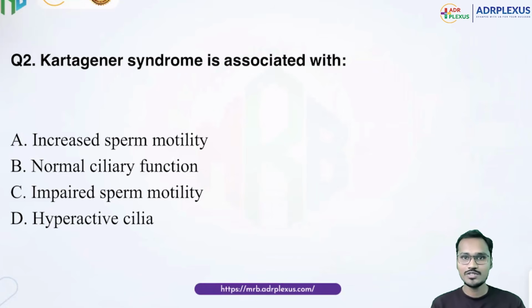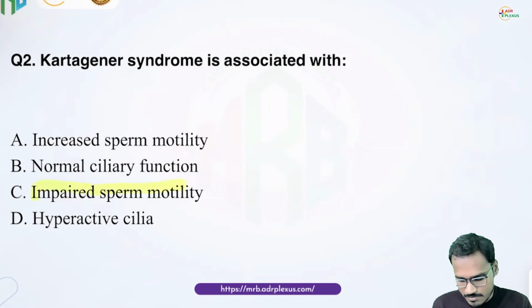You have already given the exam, you just want to know the correct answer. So Kartagener syndrome is a primary ciliary dyskinesia, so ciliary motility will be affected. They asked what it is associated with. Increased sperm motility is not possible, because ciliary motility is affected. Normal ciliary function is not possible. Impaired sperm motility, obviously, if the cilia are defective, there will be impaired sperm motility.